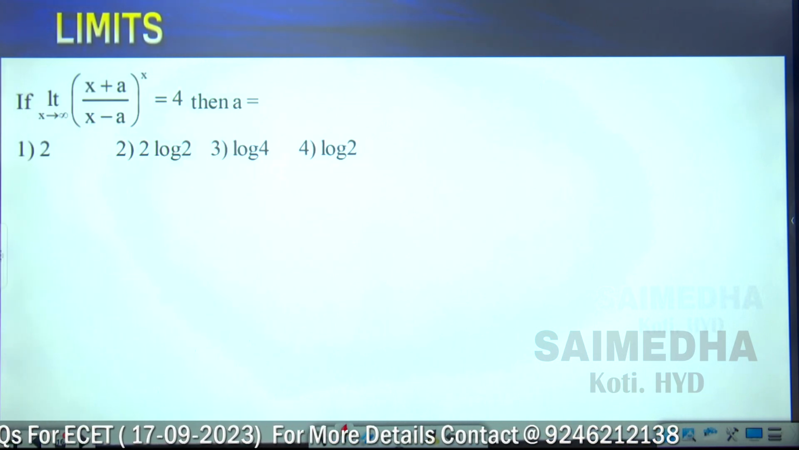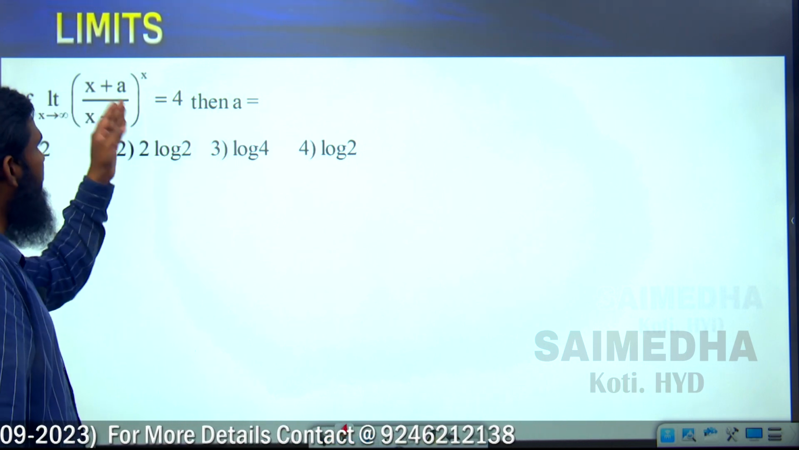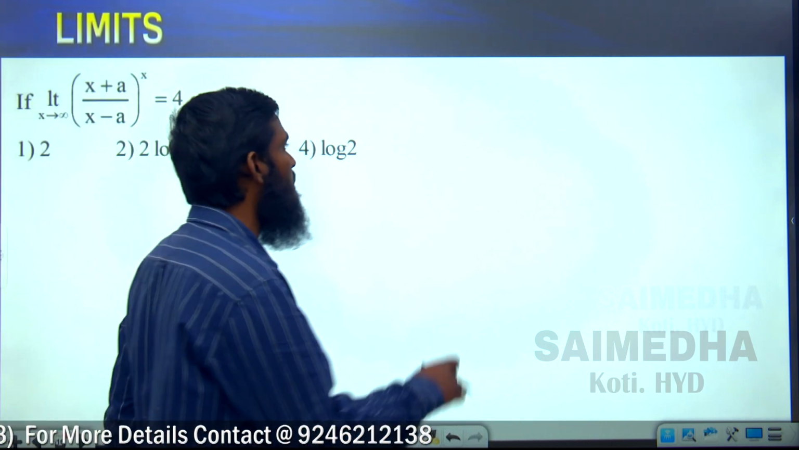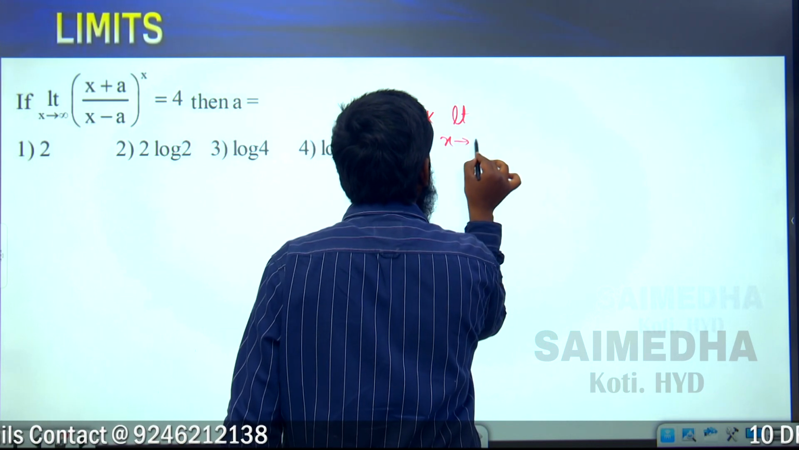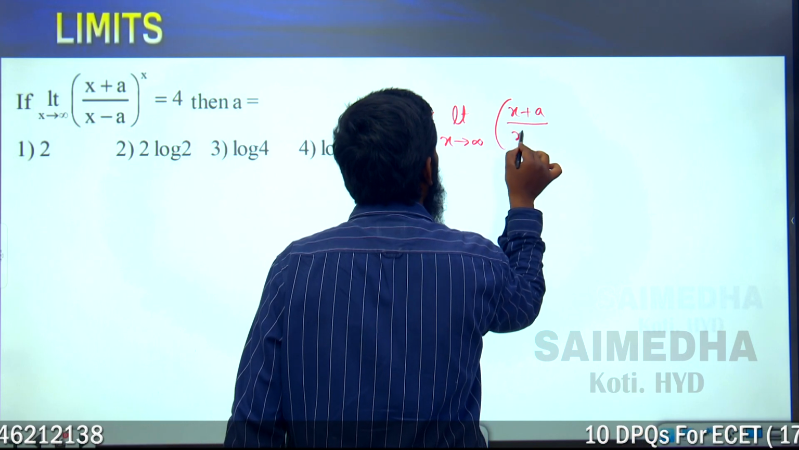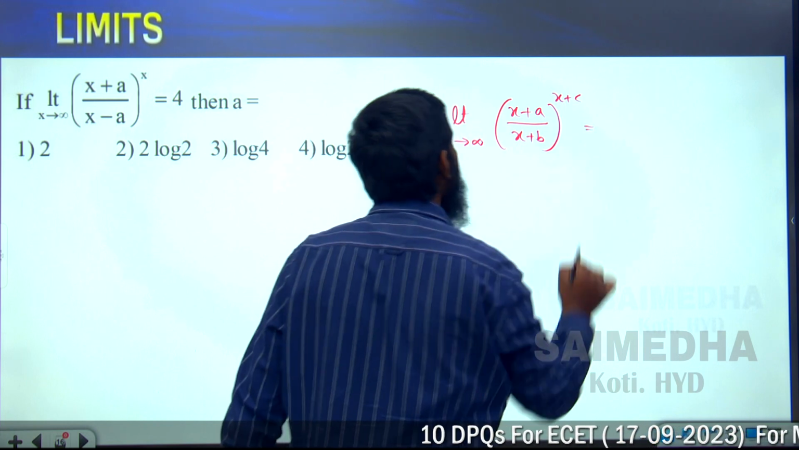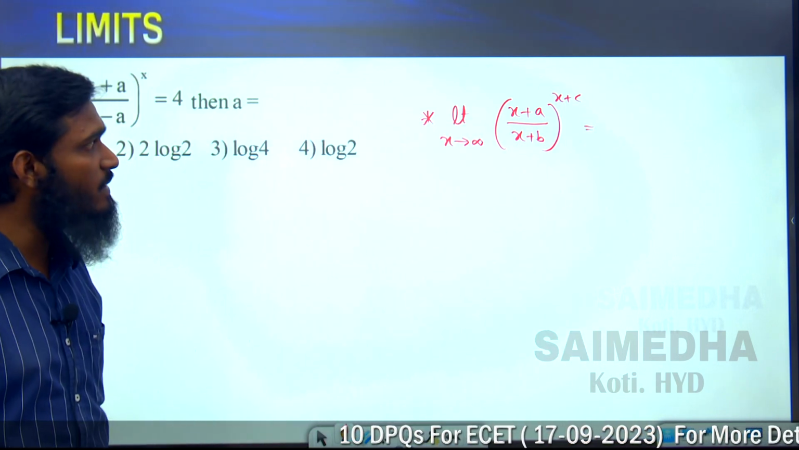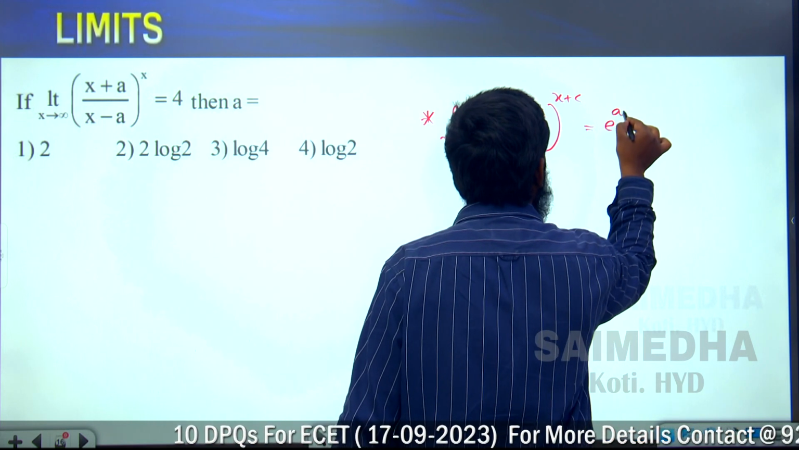Now the next question is limit x tends to infinity, x plus a by x minus a whole power x. For this we have one of the formulas. Similarly, continuing that part, limit x tends to infinity of x plus a divided by x plus b whole power x plus c. If you have this type of question, then the formula is e power a minus b.